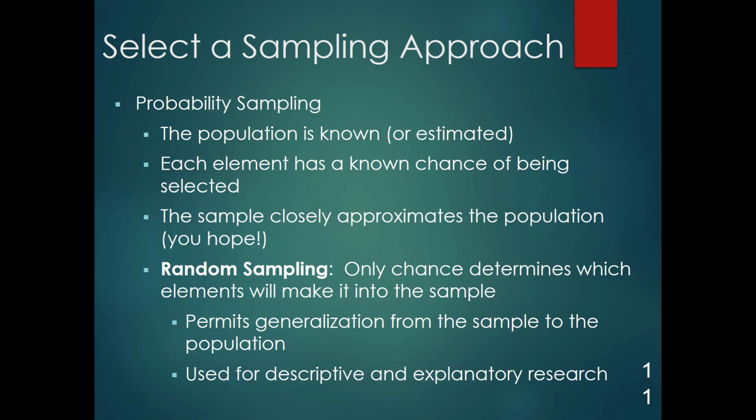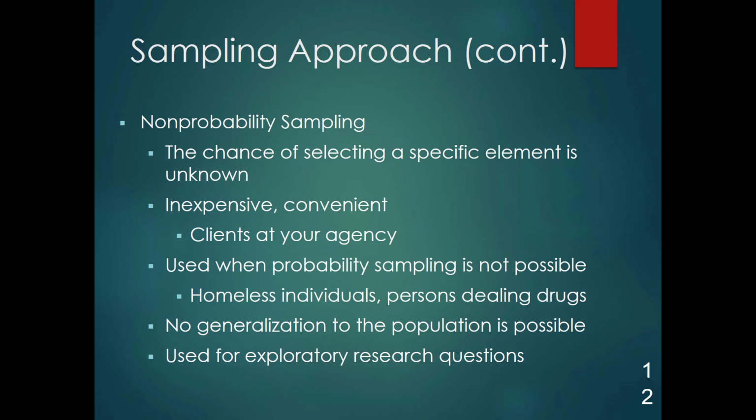So when it comes to probability sampling, the major advantage of this approach is that it permits generalization. Because each person had an equal chance of being selected, they were randomly selected, and so the sample should be representative of the population, and therefore you can generalize those results. So probability sampling is generally used for descriptive and explanatory research. Non-probability sampling, on the other hand, is used for exploratory research.